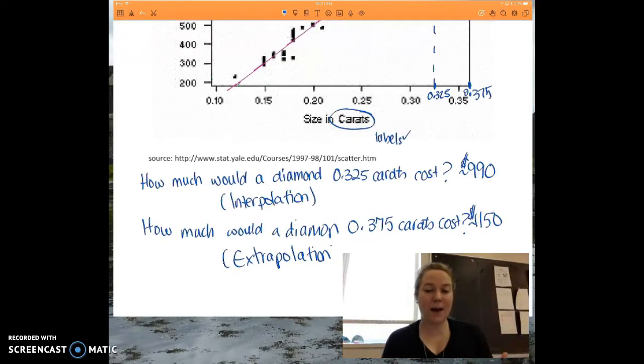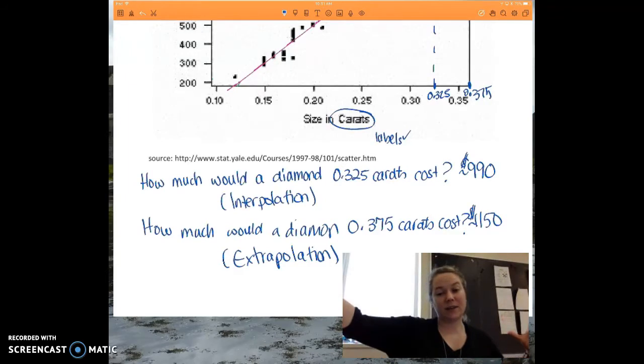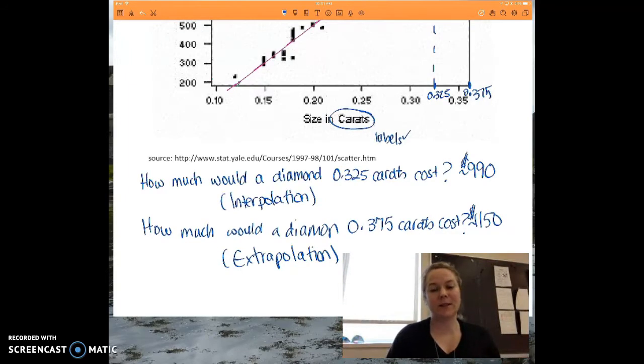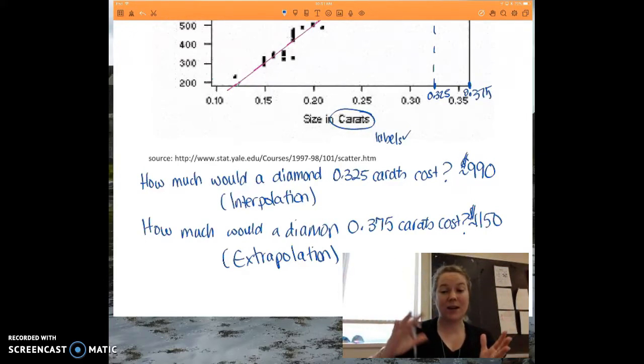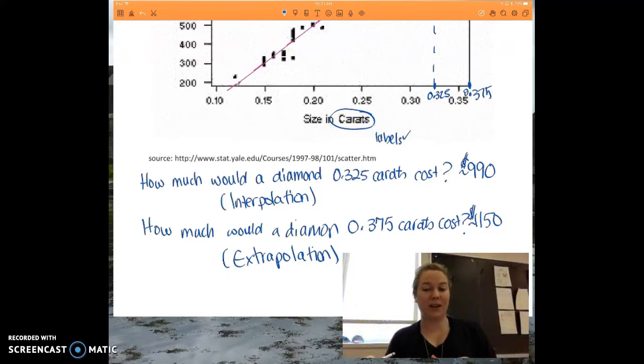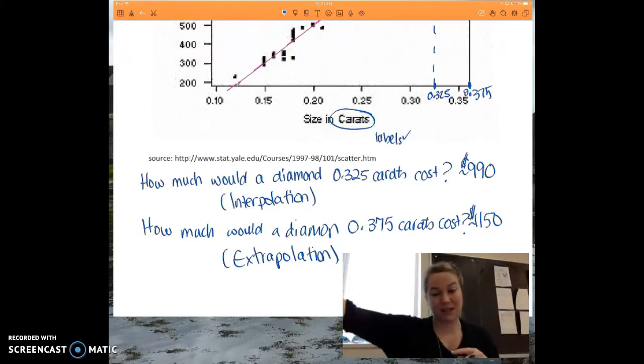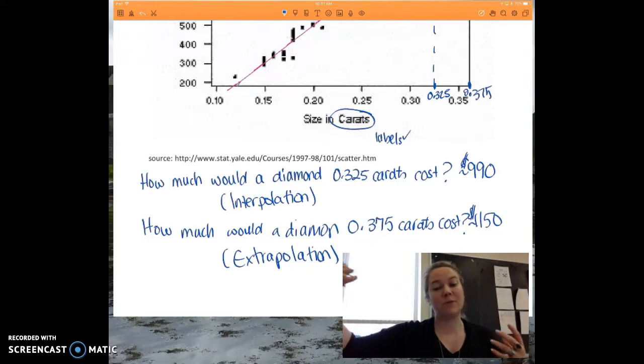And extrapolation means outside of your data. That's what extra actually means. If you're extraordinary, that breaks down to extra-ordinary, which means out of the ordinary. So whatever the classification of ordinary is, someone who's extraordinary is outside of that classification. And when I'm extrapolating, I'm extending my data to find a value outside of what I had measured or what I had observed or what I had recorded.